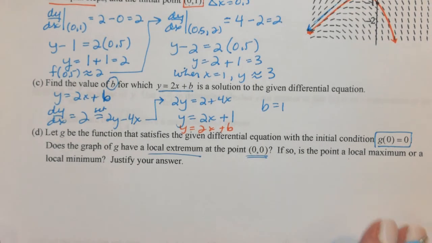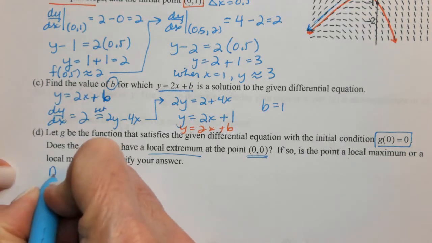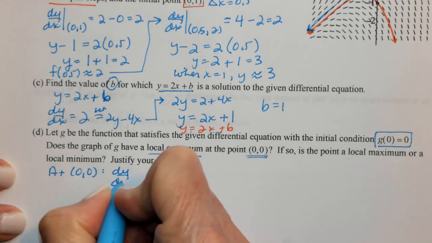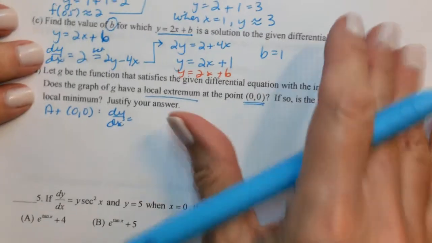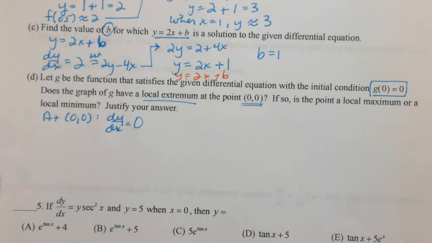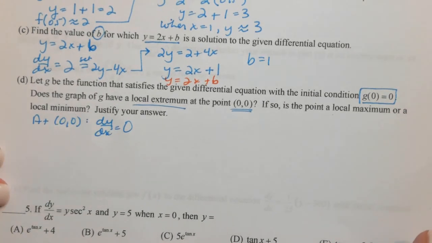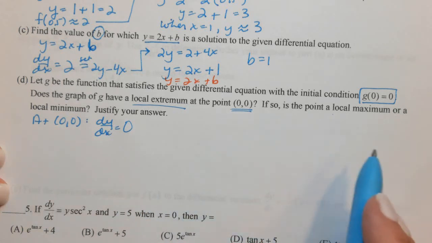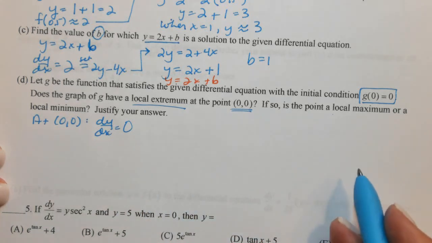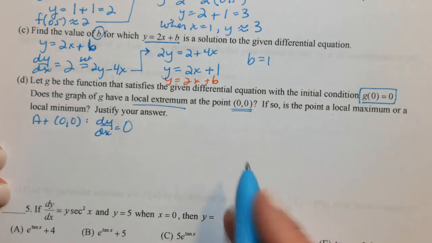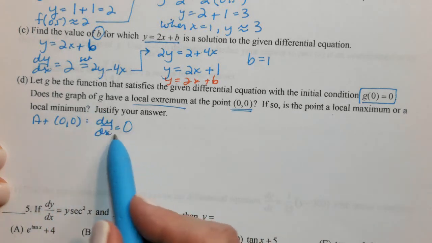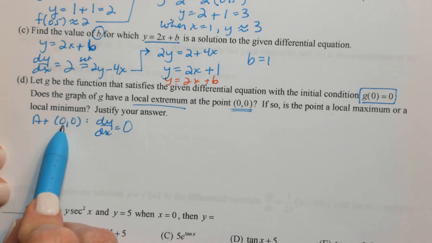Justify your answer. Okay. Well, at the point 0, 0, dy dx is equal to, I'm putting 0 in for x, 0 in for y, 0. So it might be a local extremum. It might be a relative min or a relative max, but it might not be. How can we find out if it is? How could we find out? All we know right now is that g has a critical number of 0, right?